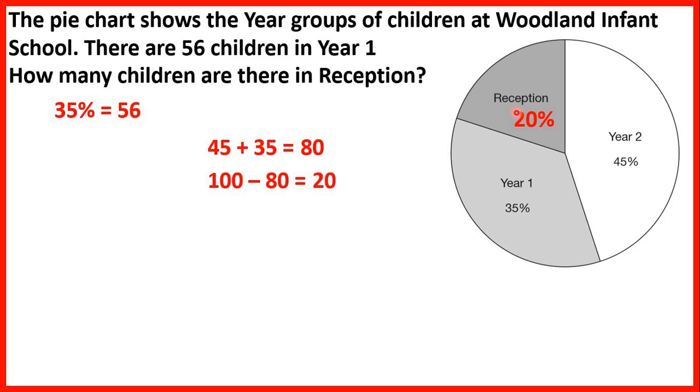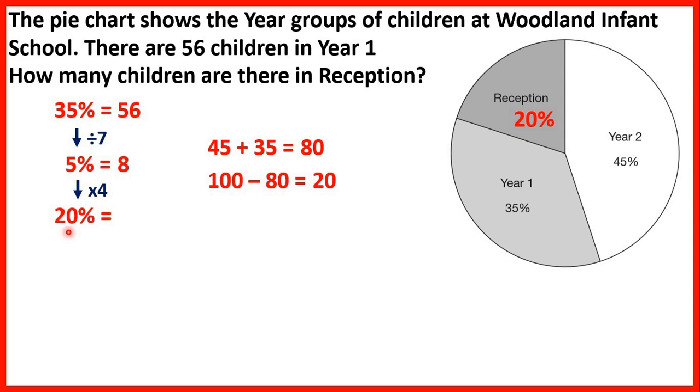But we want to know 20%. So how can we get 20% from 35%? Well, what we can do is first work out 5% by dividing 35 by 7, and then we can find 20% because 5 times 4 is 20. So 35 divided by 7 is 5, so if we do the same to the total, 56 divided by 7 is 8.